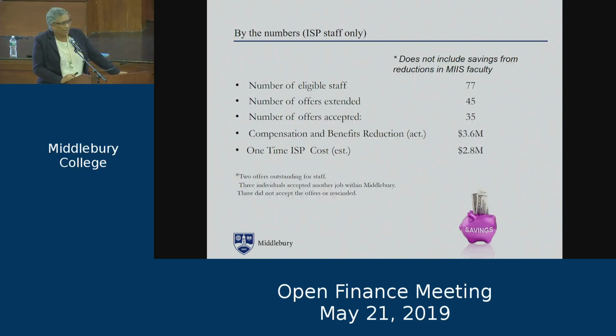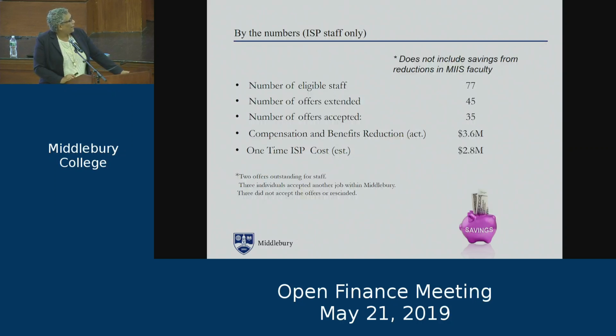We asked the 77 people, did you want to participate? That's the number of people who said, yes, send me an offer. There were some multi-incumbent positions, so not all of that 77 got the first try to receive an offer. Of the 45 offers extended, 35 people accepted. And there you can see the comp and ben reduction as well as the ISP cost.